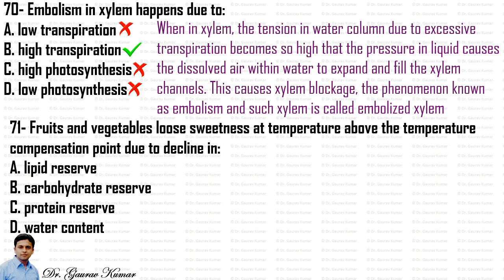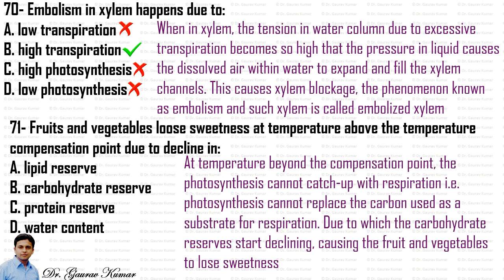Next question, fruits and vegetables lose sweetness at temperature above the temperature compensation point due to decline in. We'll reach the answer later, let's read the explanation first. At temperature beyond the compensation point, photosynthesis cannot catch up with respiration. That is, photosynthesis cannot replace the carbon used as a substrate for respiration, due to which the carbohydrate reserves start declining, causing the fruit and vegetables to lose sweetness. Hence, the answer will be B, that is due to the decline in the carbohydrate reserve.